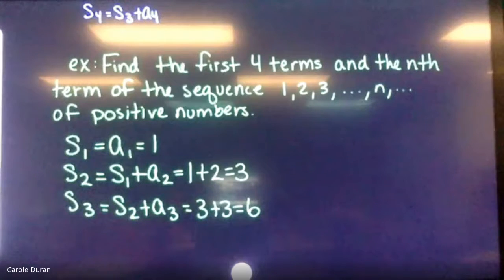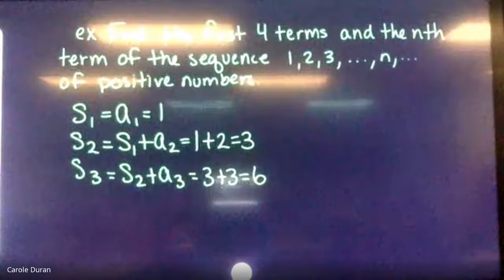Which gives me 6. How do you know if it's a summation or just finding the rule? Or how do you know? It'll be really obvious in the question. Yeah.